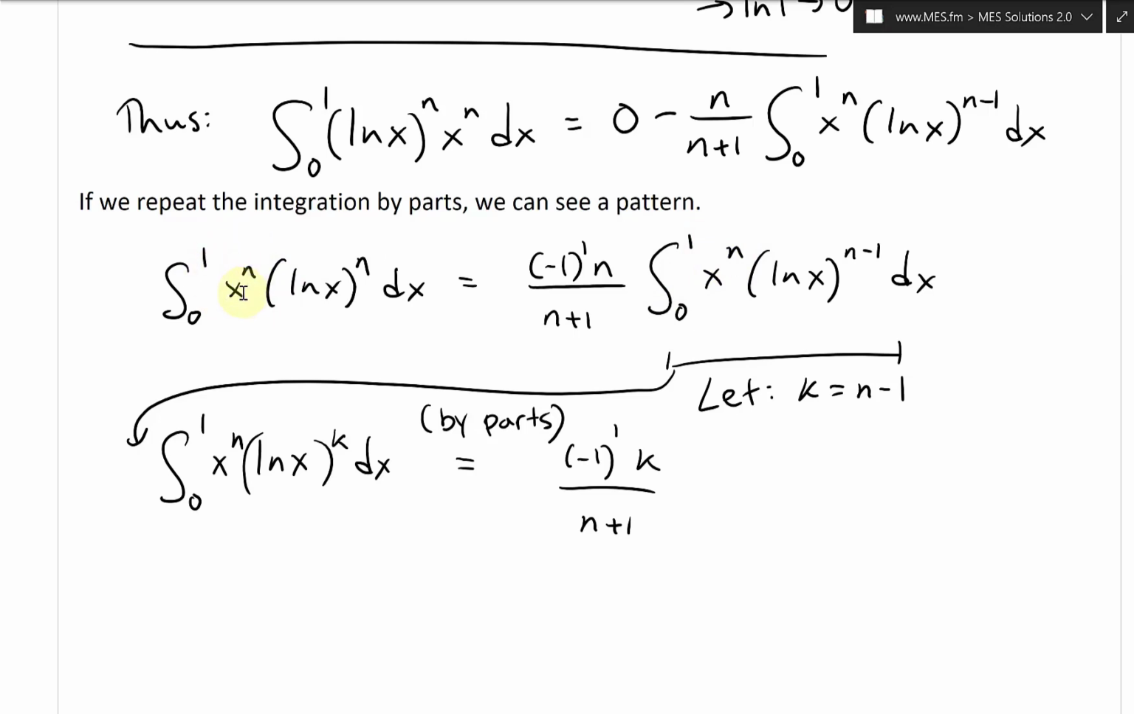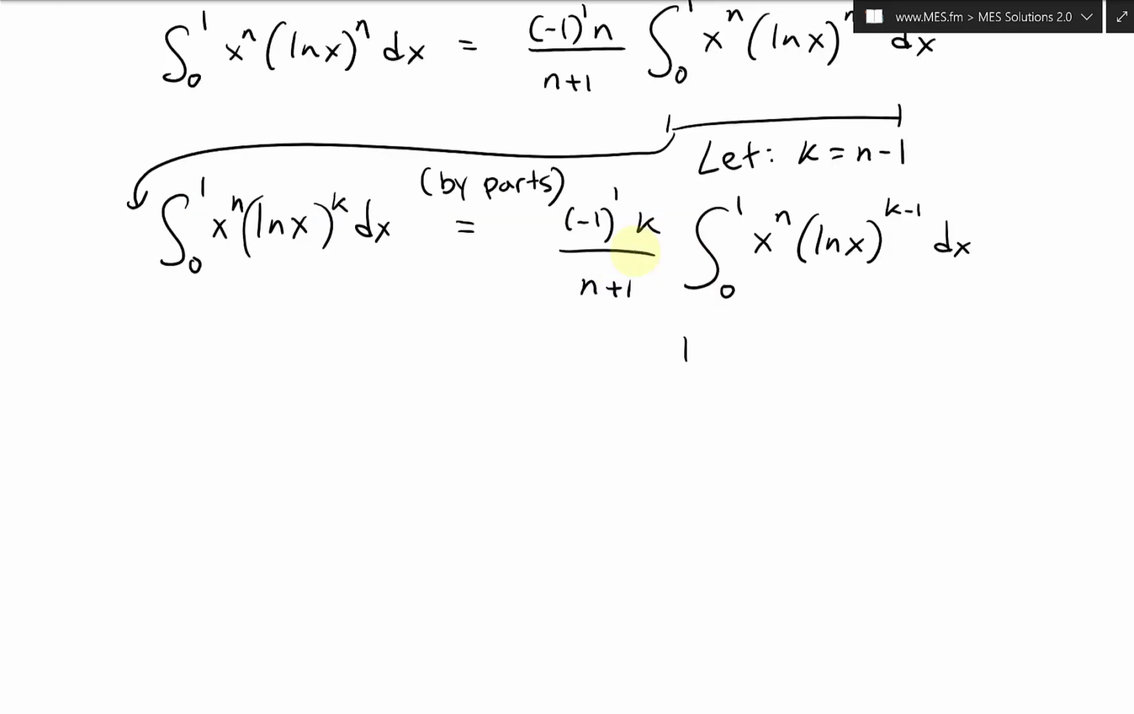Yeah, if this is dv, then the integral is x^(n+1) divided by (n+1). And then there's a cancellation, so that's why there's x^n there. And then the integral from 0 to 1 of x^n times (ln x)^(k-1) dx. And note here, this k minus 1 equals n minus 1, then n minus 2.